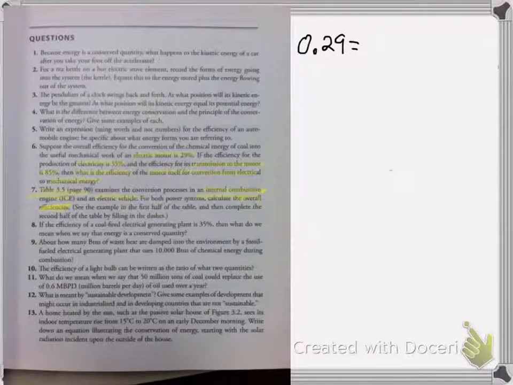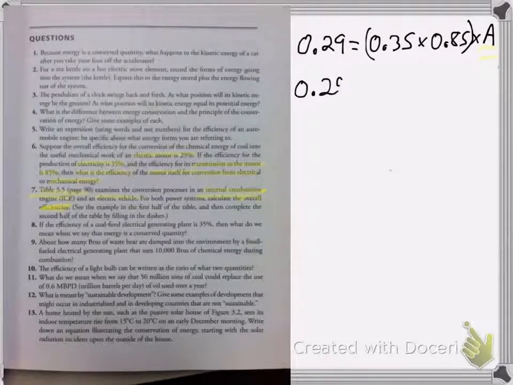So that's this one. The other part is the 0.35 times the 0.85 times an arbitrary A. And in reality, what we're doing is we're solving for A over here. And so I'm going to work our way down. We're going to do this section first. And when I do that, it is equal to 0.2975 times A.